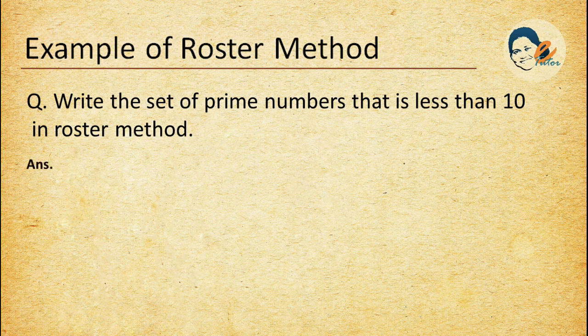First, the set name. Assume A is our set. Now, start with a curly bracket. The first element, that is 2. The separator, that is a comma. The second element, that is 3. Now again the separator. Next the third element, 5, comma. The fourth element, that is 7. That's all. And we will end this set with a curly brace. So in this way we can represent the set of prime numbers that are less than 10 in roster method.